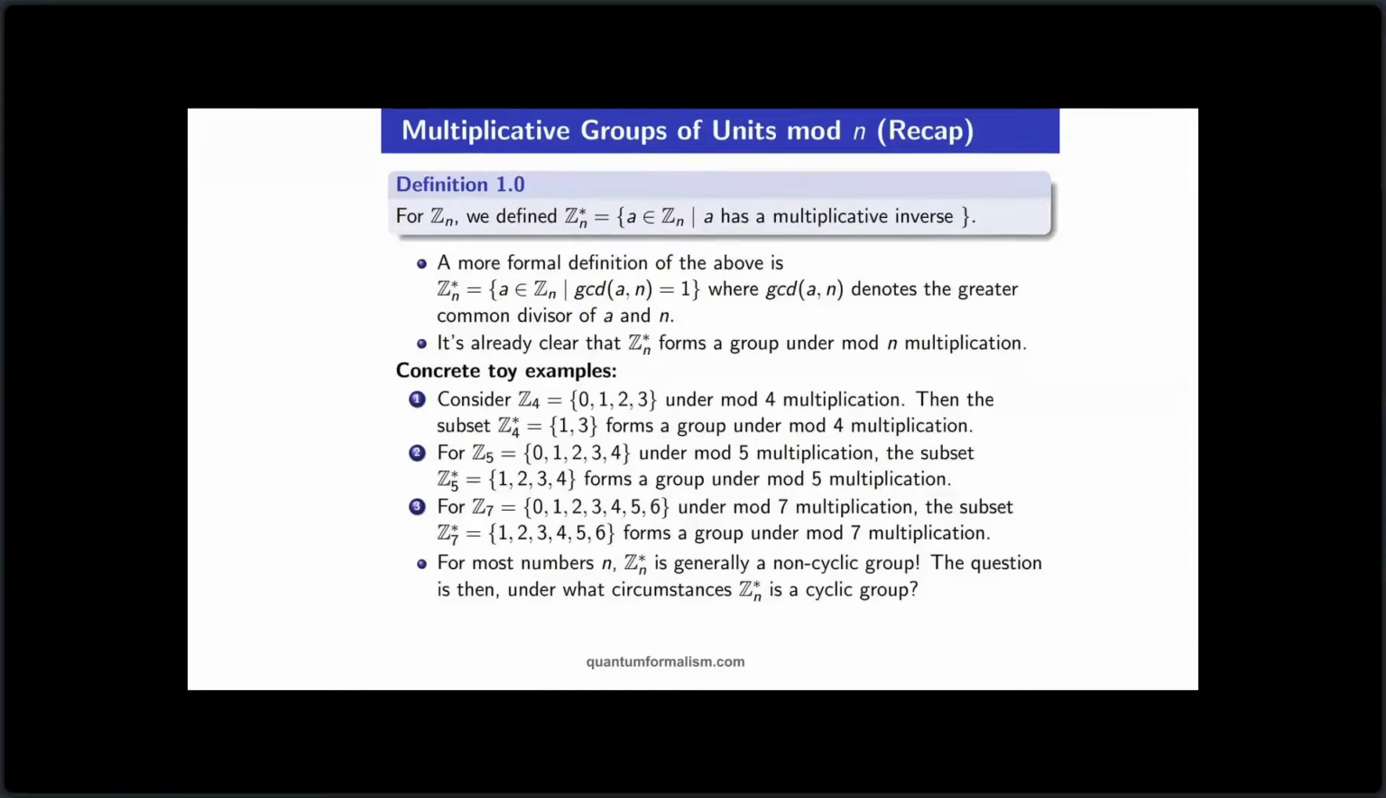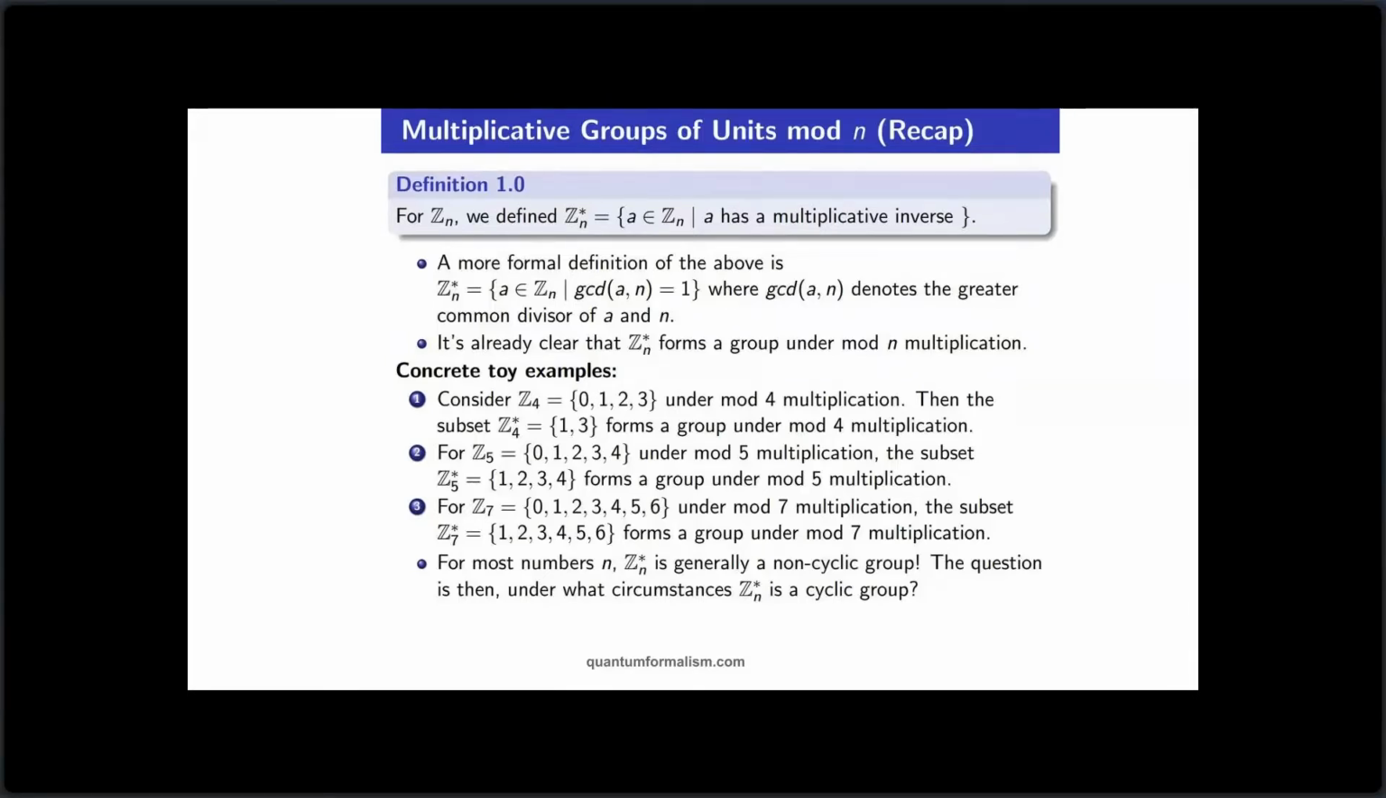Another way of defining Zn star is like this: the set of all a's in Zn that have GCD of a and n equal to 1, where GCD is the greatest common divisor of a and n. So this is another way of defining the same thing. And another thing that we saw is that this Zn star forms a group under mod n multiplication.